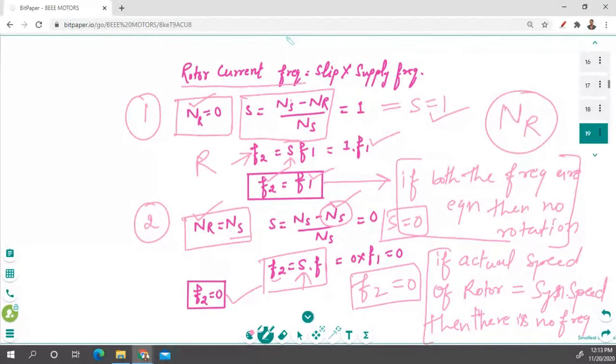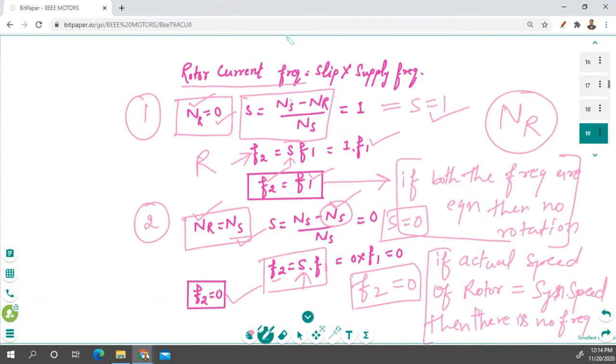Quickly give your response. There are two cases: when the rotor is at 0 position, and the second case when the rotor speed is equal to the synchronous speed. When the rotor speed is equal to the synchronous speed, then there is no frequency, slip is 0. In the first case, slip is 1. Okay, sir, no frequency will lead to no rotation.